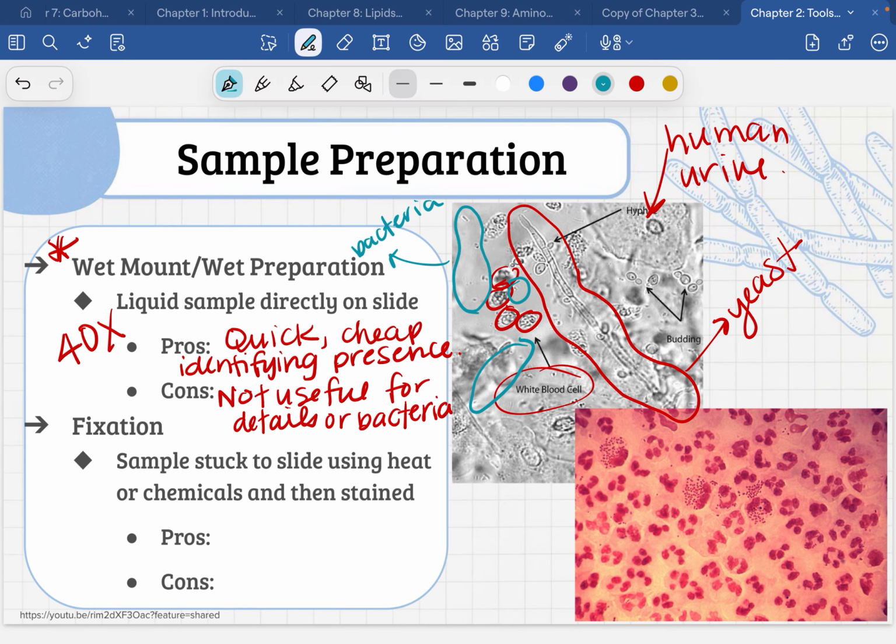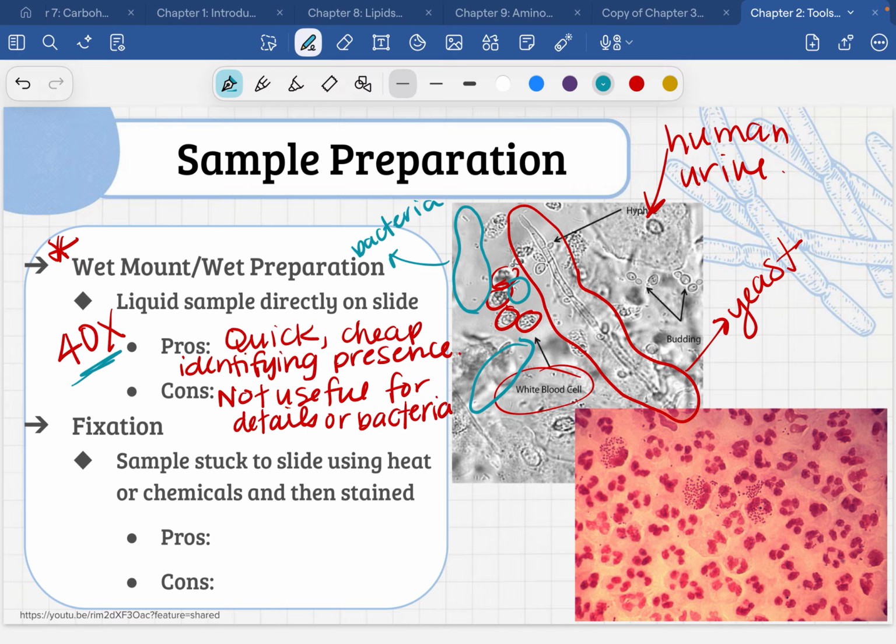So again, pros of a wet mount: it's quick, fast, cheap, and it will identify the presence of certain things. It can tell you if there's cells, if there's yeast. You can even see if there are some bacteria, things like that. But it is not going to give you details. It is not going to help you identify anything. It's not really useful for looking at bacteria. And it can only be looked at under the 40x maximum magnification.